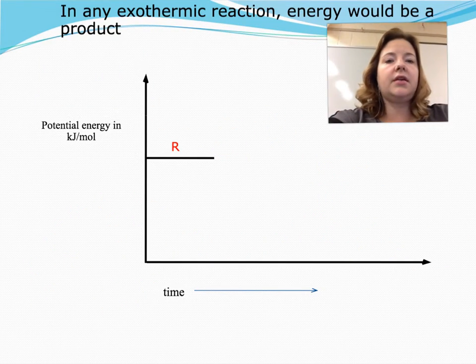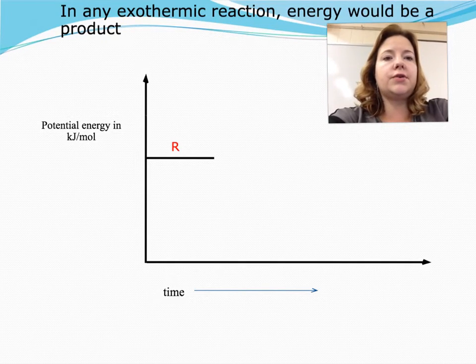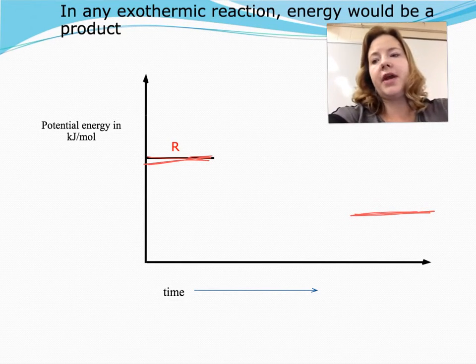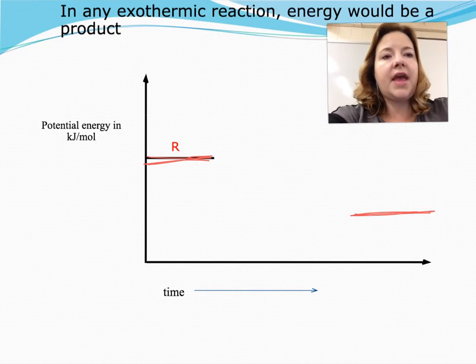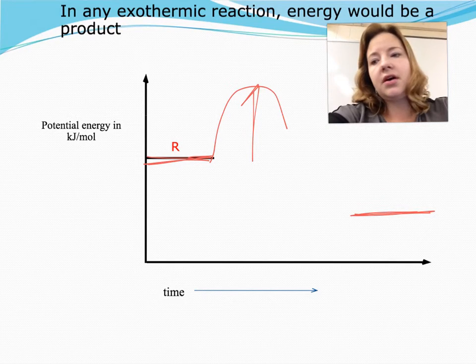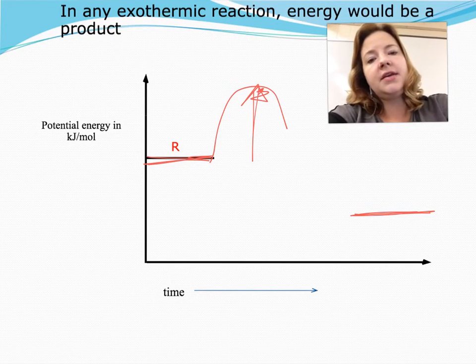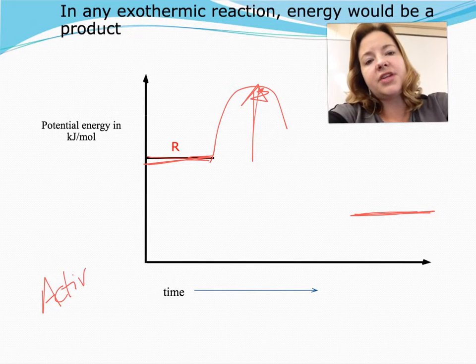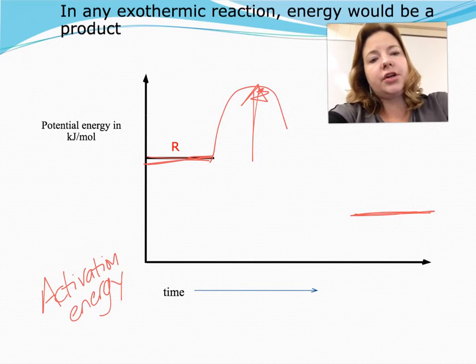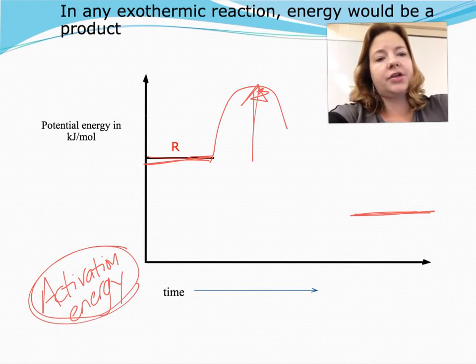So like I just said, in an exothermic reaction, the energy is going to be a product. So you can see here, our reactants are going to start higher up than our products. Well, in order to get any sort of chemical reaction to occur, we actually have to add energy into the reaction. And so this addition of energy here, any energy added, is going to be called the activation energy. So on this side it says energy added to make the reaction occur is called activation energy.